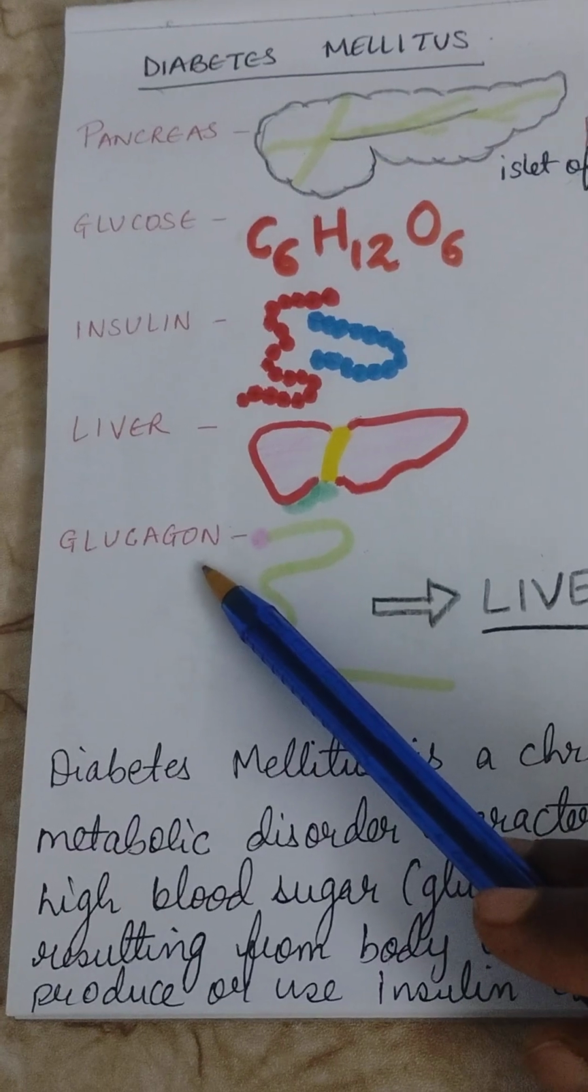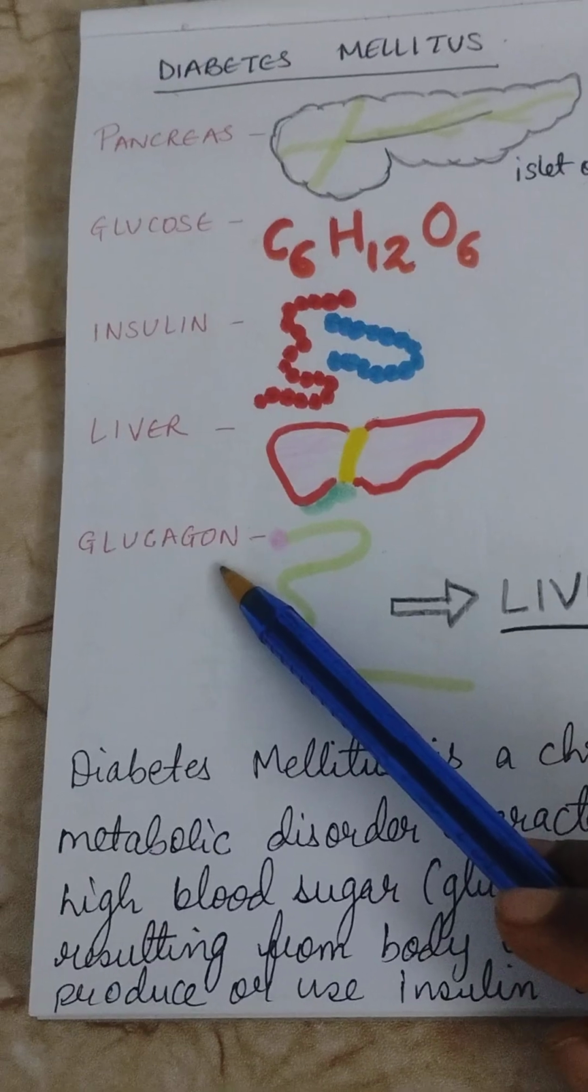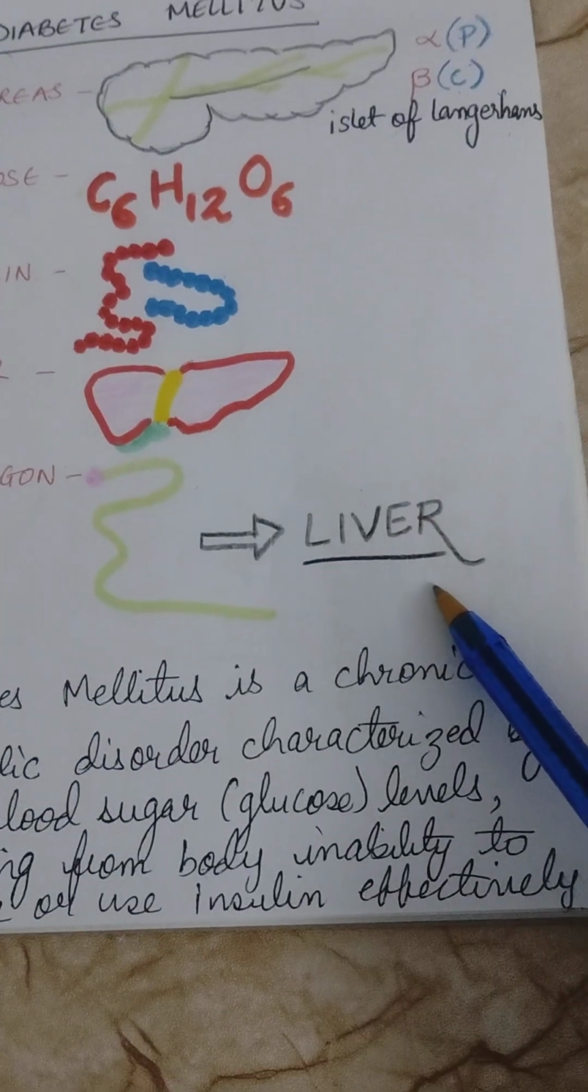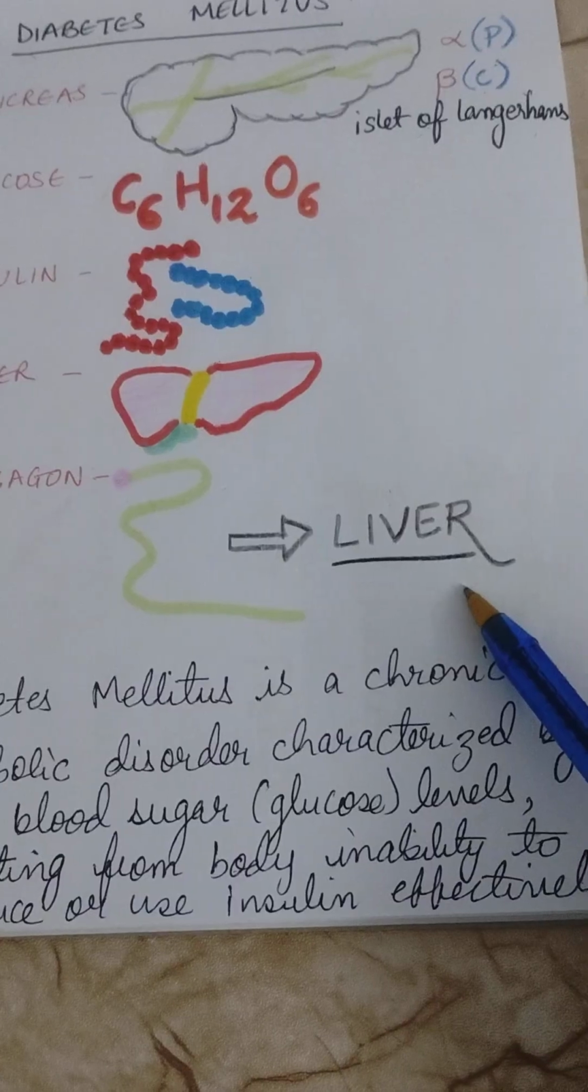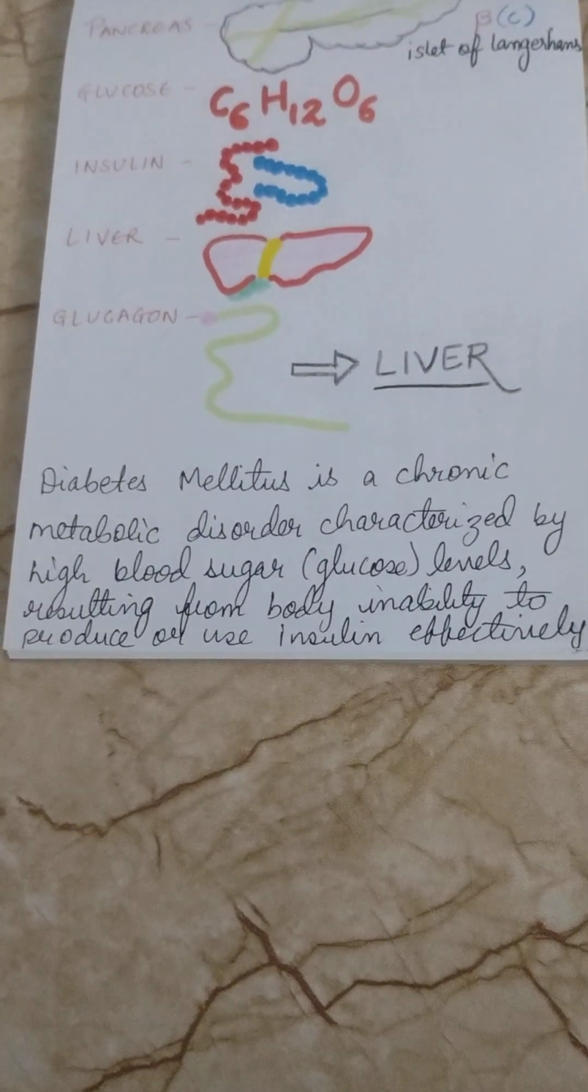Fifth is glucagon. It helps to increase the blood glucose level when released. It causes the liver to release glycogen. Let's now see the definition of diabetes mellitus.